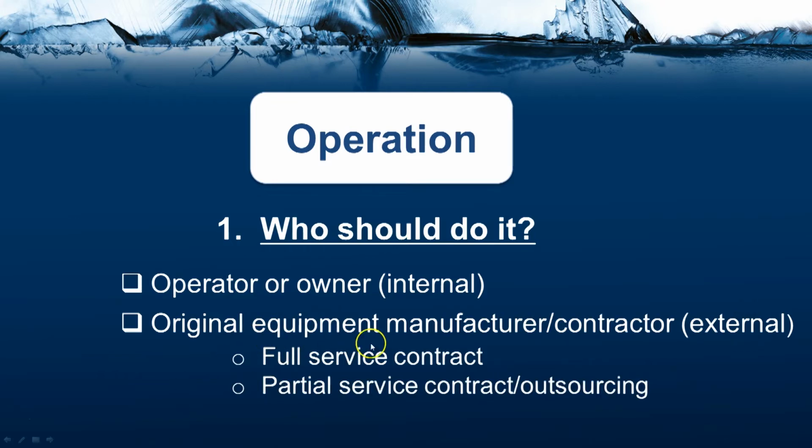When the original equipment manufacturer or a contractor takes the maintenance, there can be a full service contract, where they do everything in maintenance, like changing the oil and replacing things. If something fails, they will perform the repair. Or we do a partial contract, where routine work, like changing oil, is done by us, the operator. But major things, like repair of the hydraulic systems, will be done by the contractor.